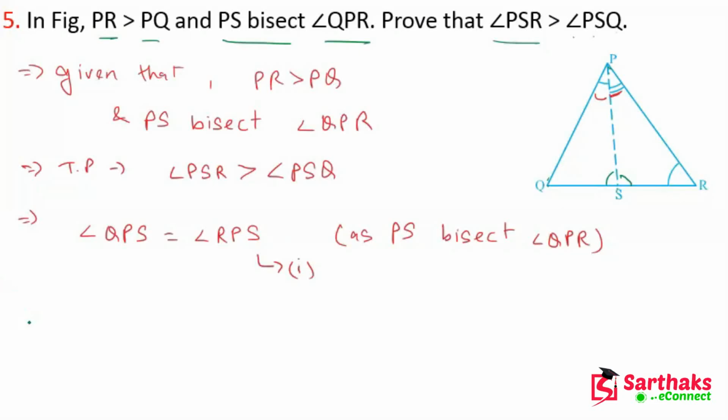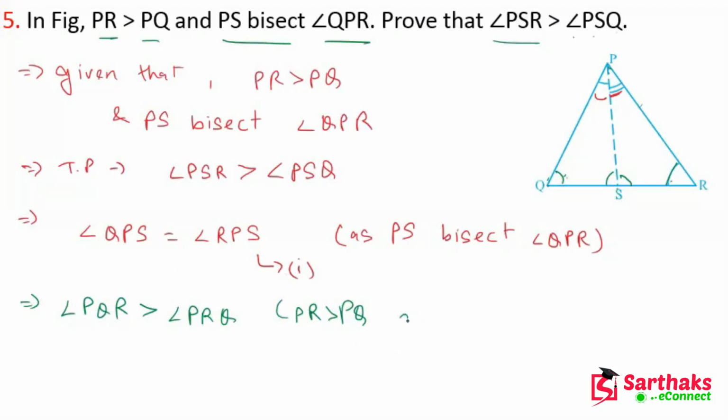Now angle PQR is greater than angle PRQ. This angle PQR is greater than this angle, because we have PR greater than PQ. The angle opposite to the larger side, PR being the larger side, is greater. Got it? So here we can write the reason: since we know that PR is greater than PQ.